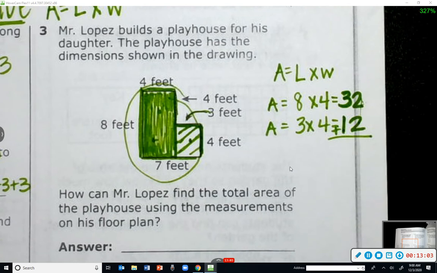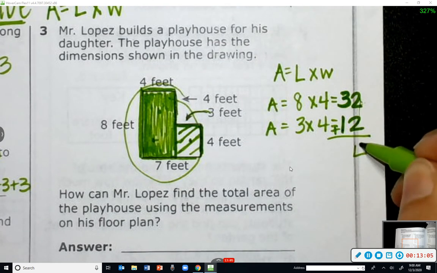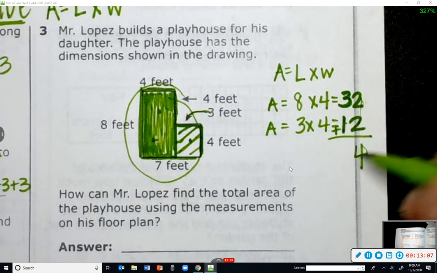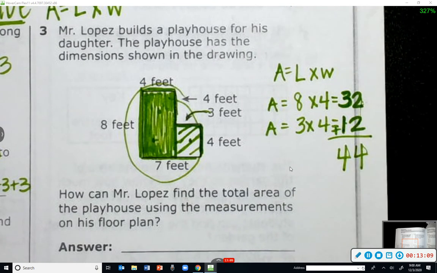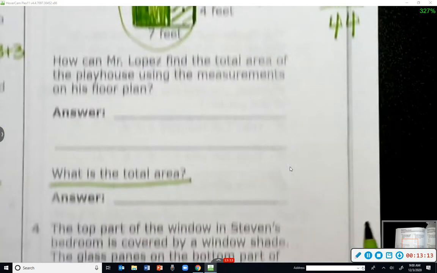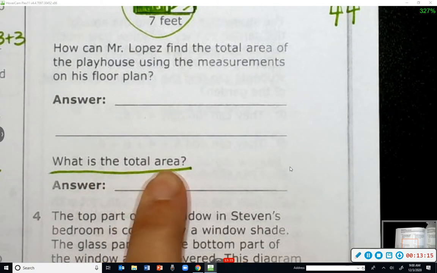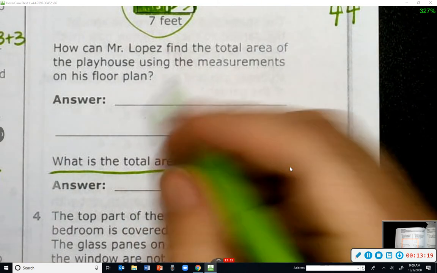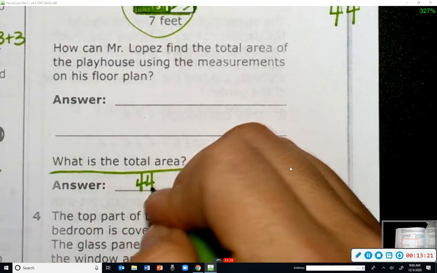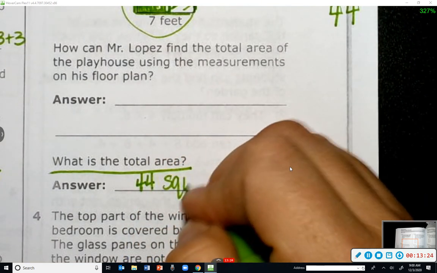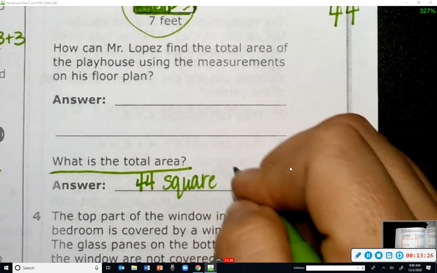So 2 plus 2 is 4. 3 plus 1 is 4. So down here where it says what is the total area, right here, we just found the total area. What is it? 44. 44, and then we would say square feet.